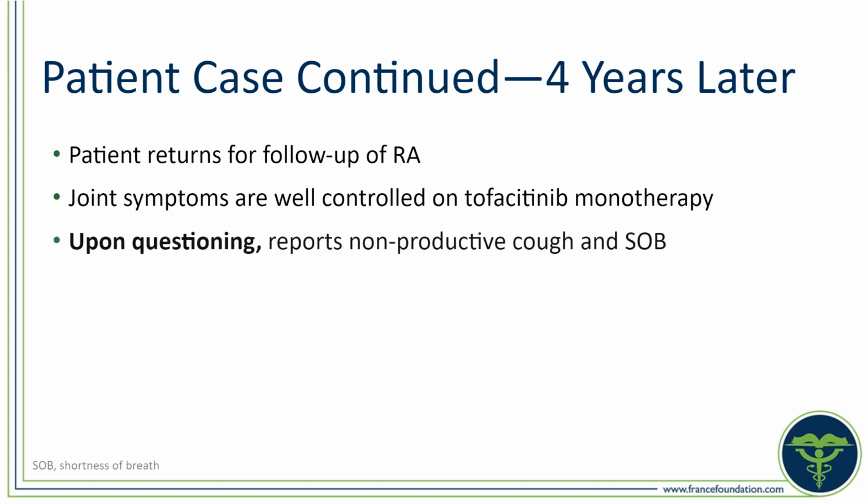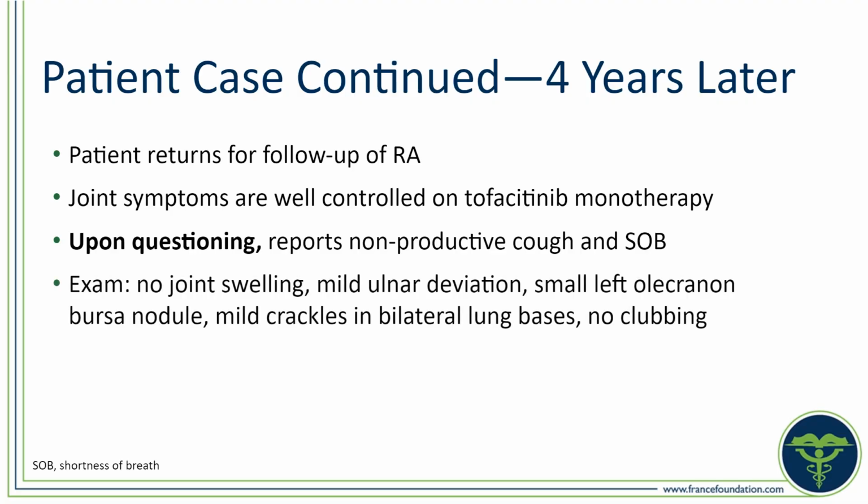Remembering this talk, you ask questions about respiratory symptoms, and now the patient tells you about a non-productive cough and some shortness of breath. When you examine them, you find there's no joint swelling, there's still that mild ulnar deviation, and still a small left olecranon bursa nodule. But now you detect some mild crackles in the bilateral lung bases, and there is still no clubbing. When you calculate the clinical disease activity index today, it is 5, which indicates low disease activity.